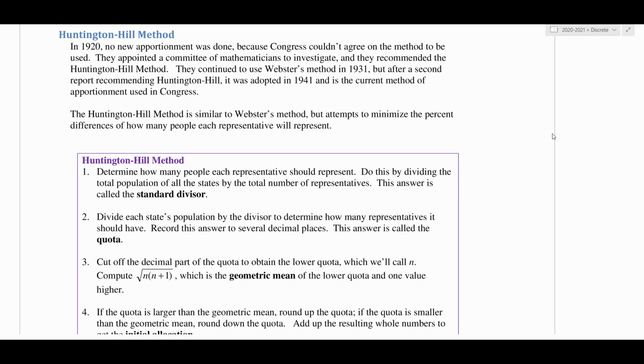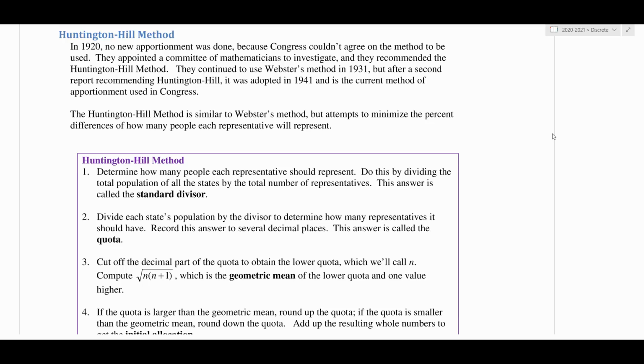So there didn't seem to be a way to find a perfect method, and it got so bad. Congress got so bad with arguing over this that after the 1920 census, they just decided not to even reapportion Congress because they couldn't agree on a method to be used. So they finally said, you know what, we're not going to leave this up to Congress. We're going to create a committee of mathematicians, right? Mathematicians come in and save the day, and they recommended a method called the Huntington-Hill method.